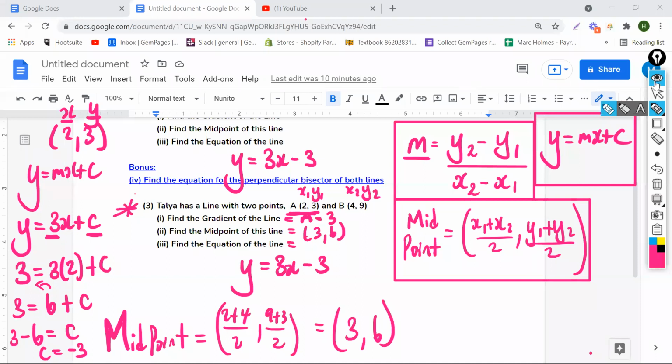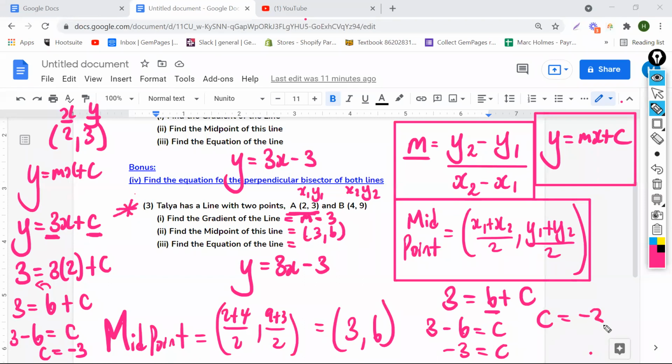Well, let's just talk about it. 3 is equal to 6 plus c, right? That's what we have. So if we need to find c, the only way we can find c, Denise, is by carrying the 6 over to the left side. That's the only way. So we're gonna end up with 3 minus 6 is equal to c. So minus 3 is equal to c. C is equal to minus 3, right?